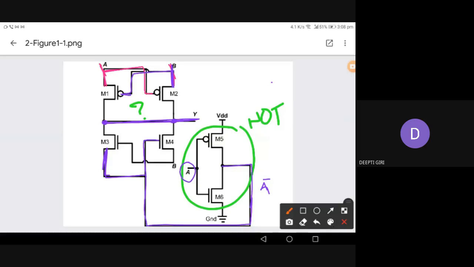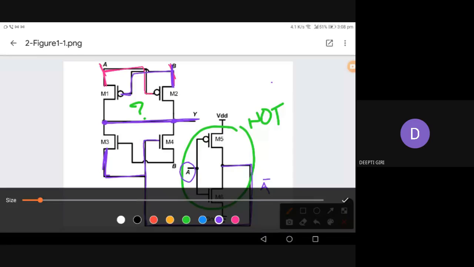Here you can take some value for A and B and see what you are getting. Okay, let's try some A values.